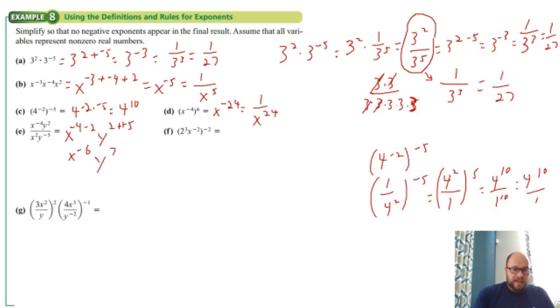Well, this one can go to the bottom, and it'll end up becoming x to the 6th over y to the 7th. Now again, is that the only way to look at it? No.